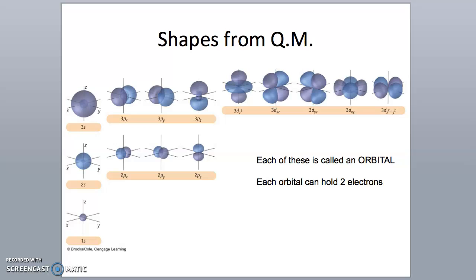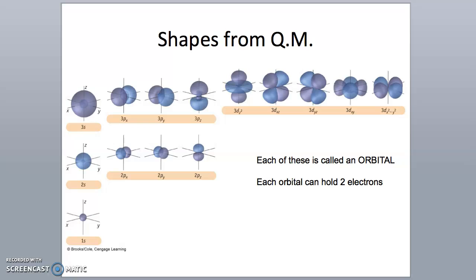There are 3 p orbitals. These are the dumbbell shape, and there are 5 d orbitals with a cloverleaf shape shown. Each image represents an orbital, and each orbital can hold 2 electrons. In the following lecture, we'll discuss the remaining 2 quantum numbers, and this will help explain why there are 3 p orbitals and 5 d orbitals.